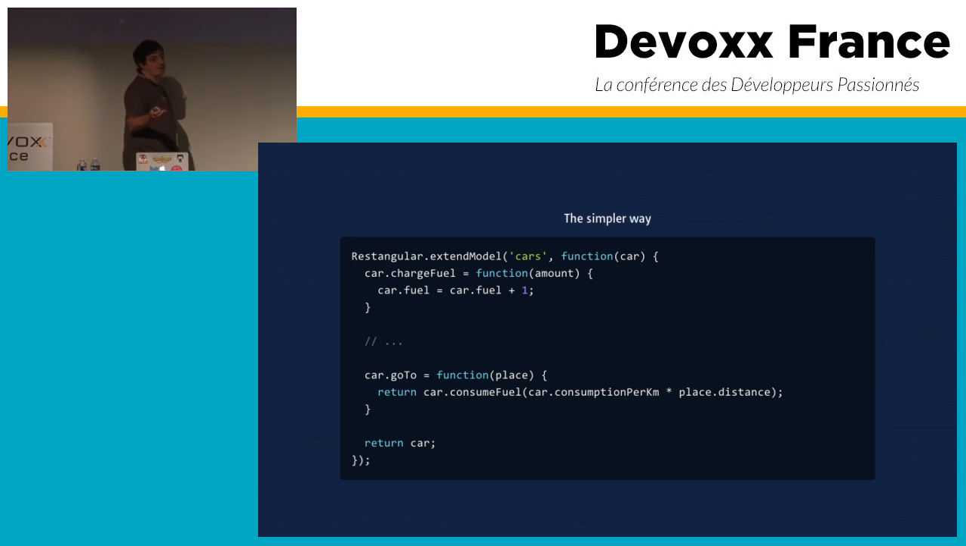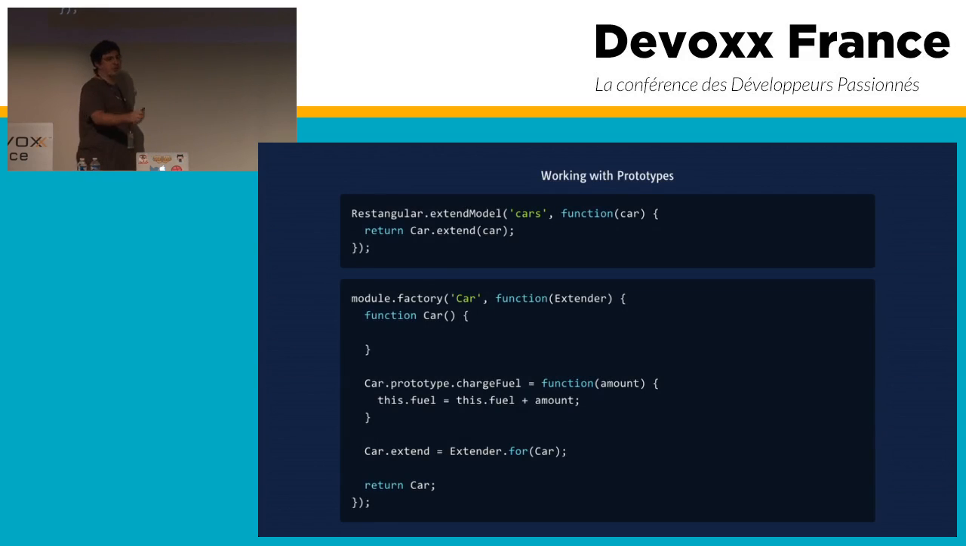I realized this a little bit later after building Restangular. So for now, what I've done is the following. First, in the extend model, I'm just injecting a factory called car. And for that car, I'm calling the method extend, passing as a parameter the object. That factory car, as you can see, is just a regular prototype. It has the constructor car, and then I define the method charge fuel with the correct parameters.